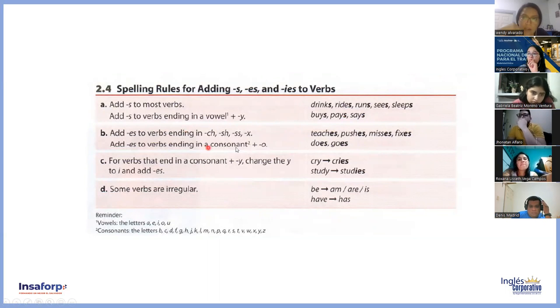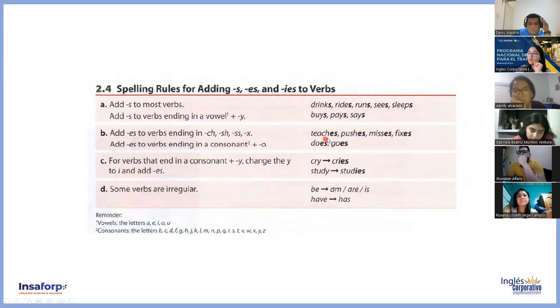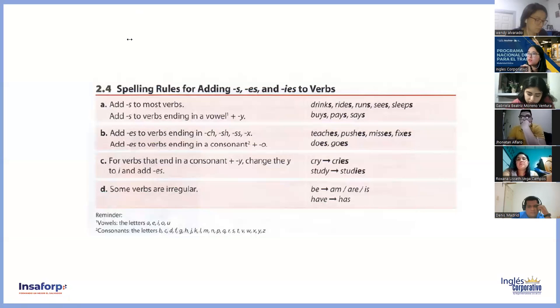Tenemos el otro ejemplo, cuando when a verb ends, termina con CH, SH, SS, y X, le vamos a agregar ES al verbo. Yes, Dennis, tell me. Perdón, ¿en qué momento vamos a aplicar esta regla? Cuando tengamos he, she, and it, right? Okay. Cuando estemos hablando de he, she, and it, vamos a aplicar estas reglas.